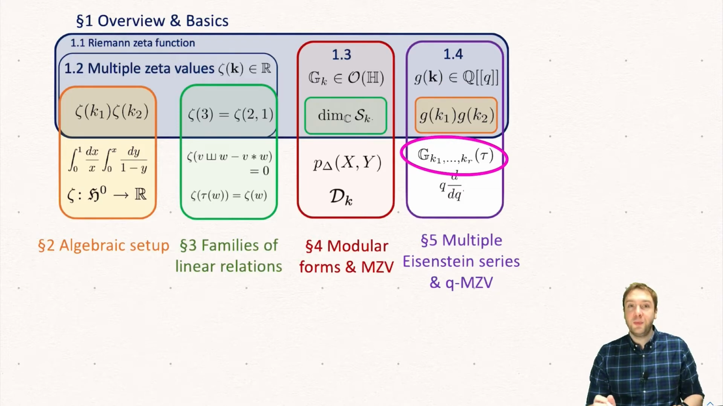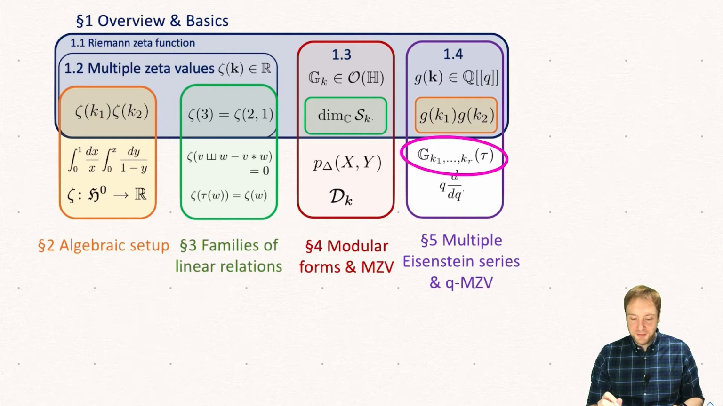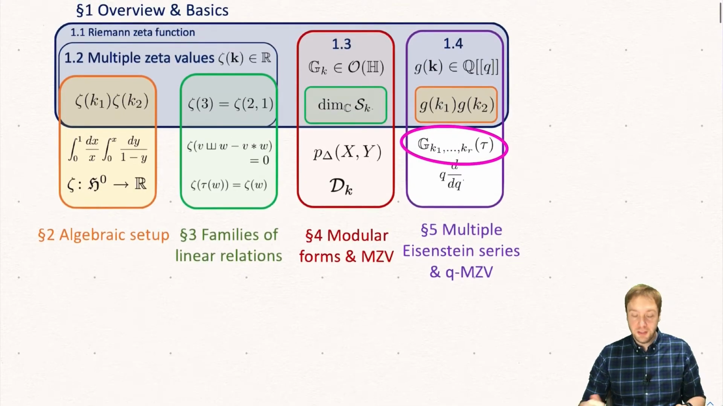So today we want to start with section number 5 and talk about multiple Eisenstein series, which somehow can be seen as a mix of the definition of Eisenstein series and the definition of multiple zeta values. And the goal today is to calculate the Fourier expansion.